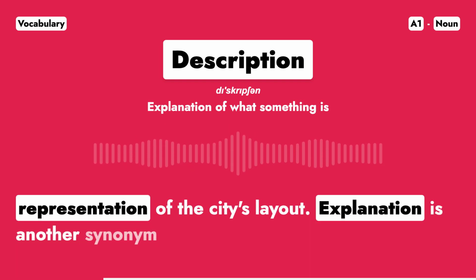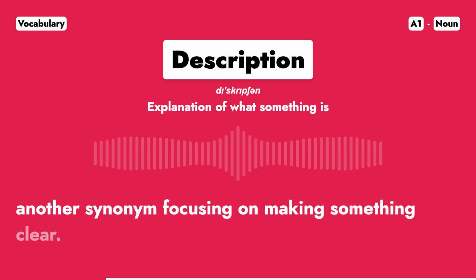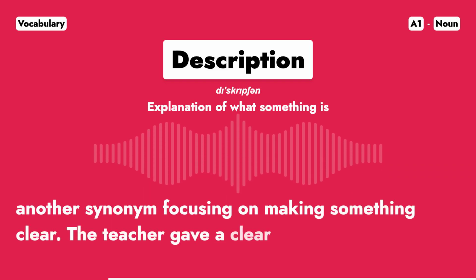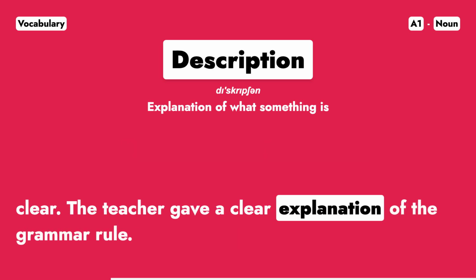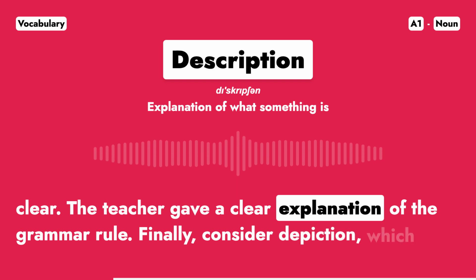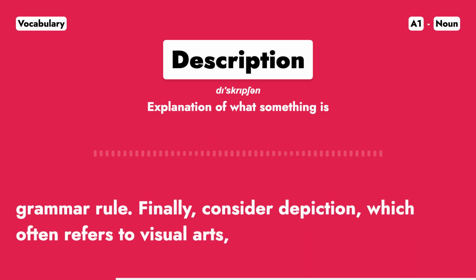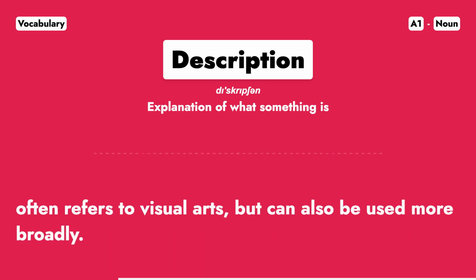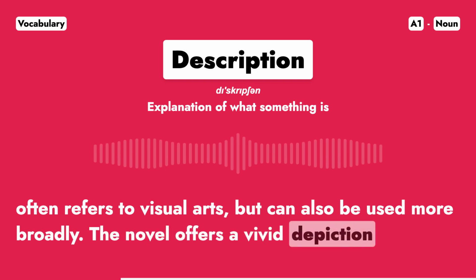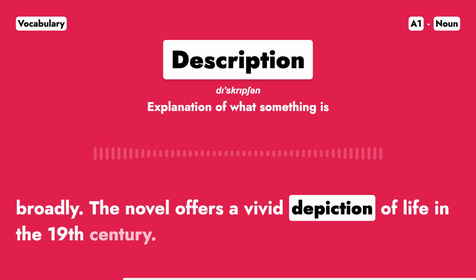Explanation is another synonym focusing on making something clear. The teacher gave a clear explanation of the grammar rule. Finally, consider depiction, which often refers to visual arts, but can also be used more broadly. The novel offers a vivid depiction of life in the 19th century.